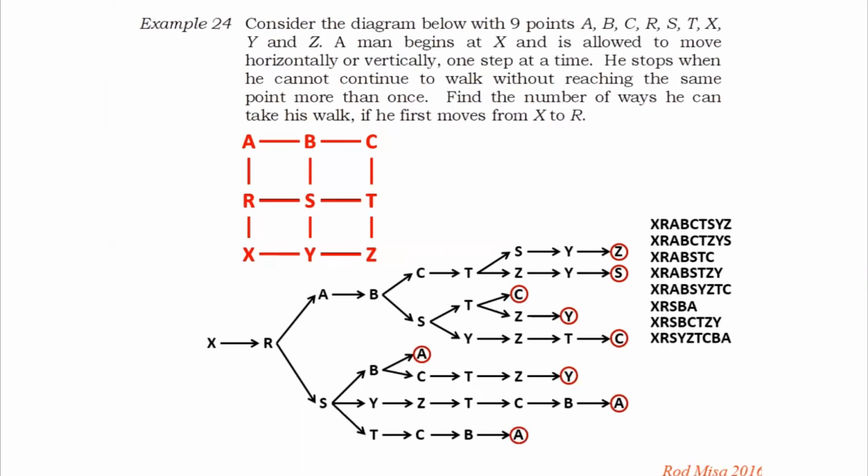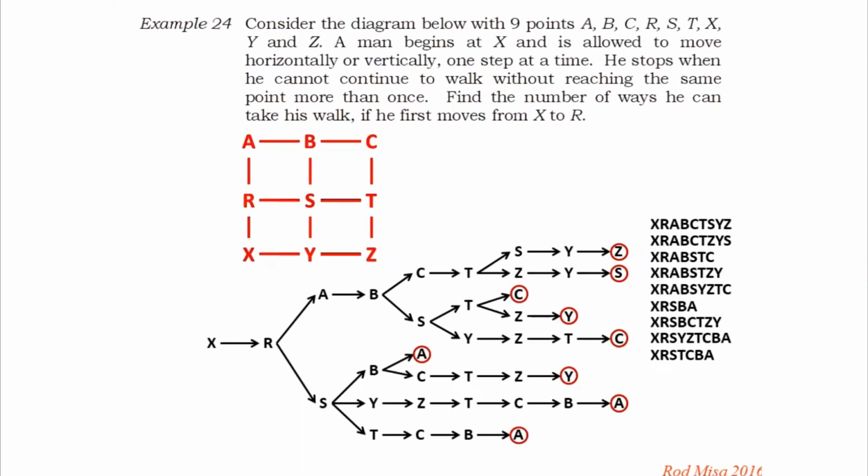So tracing the path of his walk using the diagram above through a black color, he started at point X and then moves to point R, point S, point T, point C, point B, and then point A. And he cannot move at that point since he has passed already points B and R. Then the pattern of his walk is X, R, S, T, C, B, A.